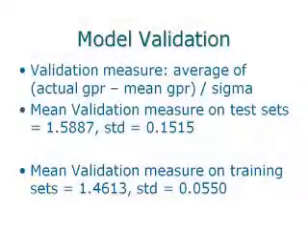To validate this, we used this validation measure. We used the average of actual GPR minus the expected GPR over the sigma that we get from the network. Then we compute the mean, doing 10-fold cross-validation, so we have 10 training sets and 10 test sets. We compute the mean of this validation measure on test sets and on training sets. As you can see, the mean is close for test and training. It shows that there's no overfitting, because otherwise the test would be much worse than training.